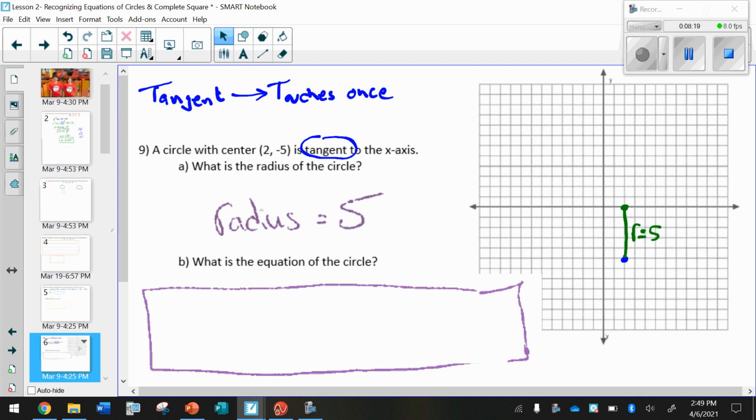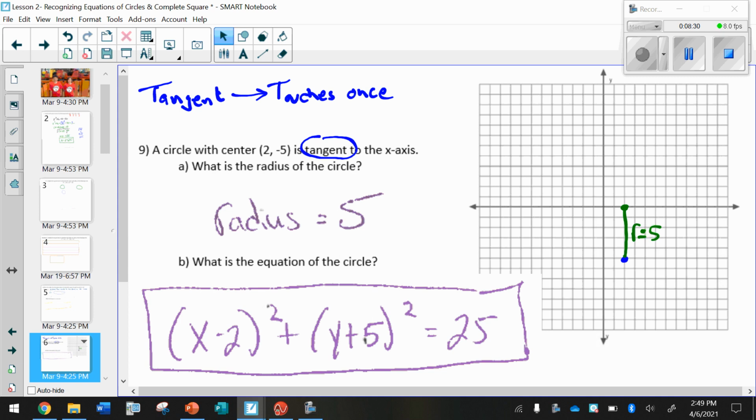Now that we know the radius and we know the center of the circle, write the equation. And there we go.